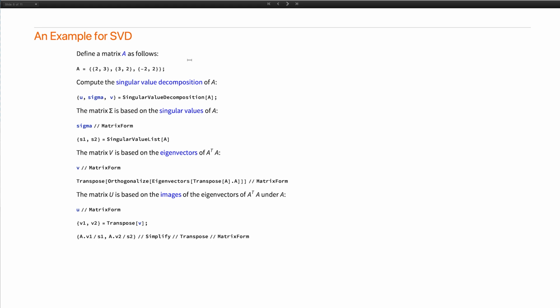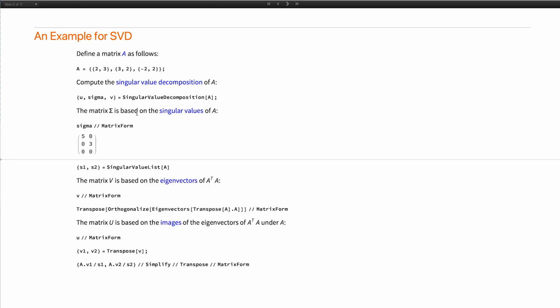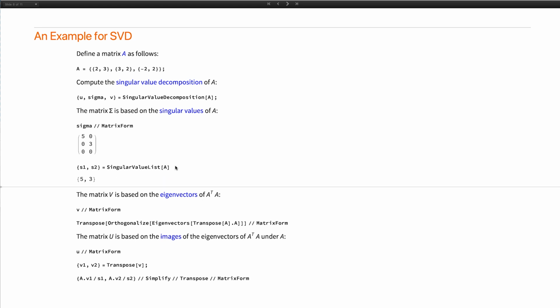Okay, so as an example, take the same matrix A. Let's compute the singular value decomposition. You see it's got three components: a U component, a sigma component, and a V component. And sigma here is just the matrix based on the singular values, 5 and 3. So here's the singular value list, 5 and 3.